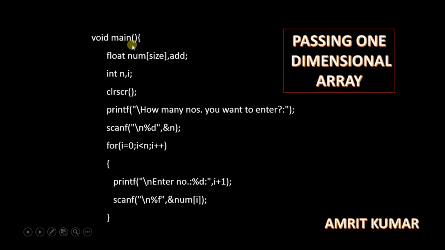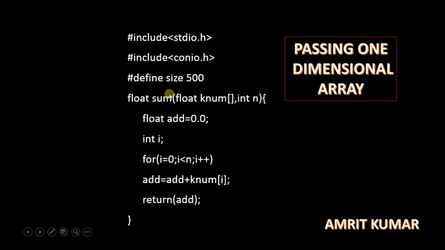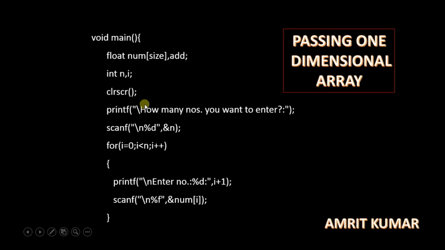This is the main function, which has the return type void. Void means empty. And this is the sum function which we have created, and its return type is float here. So it is going to return a float value only, and the main function is going to return an empty value after its successful execution.